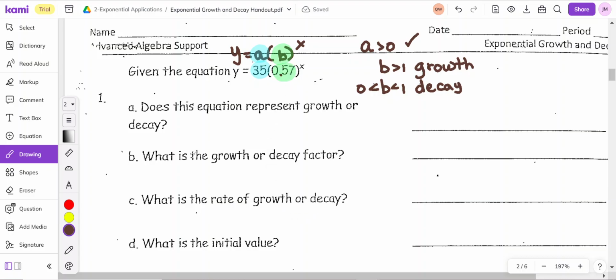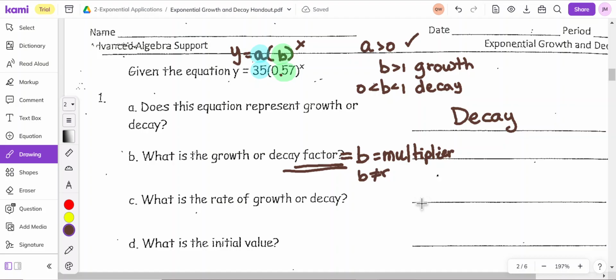Exactly. 0.57 means that this is decay. So that's all you're checking, making sure your A is positive and whether B is between 0 and 1 or greater than 1. What is the growth or decay factor? Okay, this is B, also known as a multiplier. Also known that B is not equal to R. So the decay factor in this case is 0.57. Decay factor is B, the whole base.